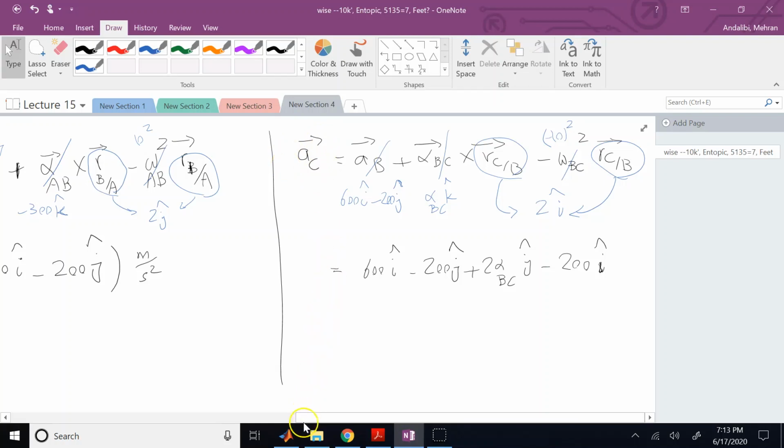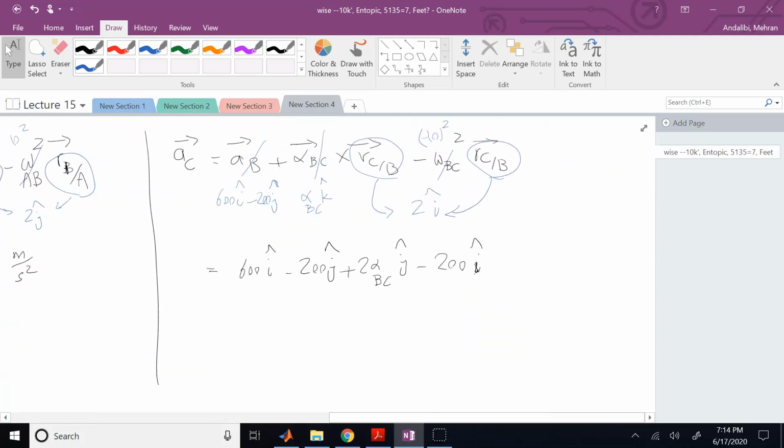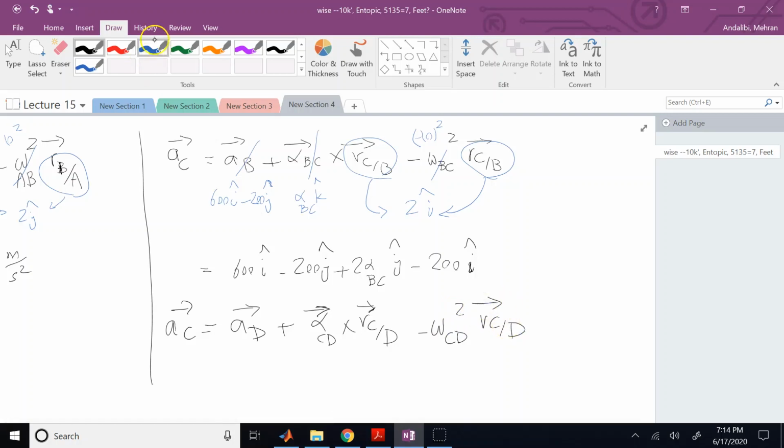So what do you know about A of C itself? Really nothing, because you don't know its magnitude. Its direction you can find, kind of, it's a combination of tangential and normal. I encourage you to say A of C, I could find both using member BC, and now I can also find it using member CD. So I say A of C is A of D plus alpha CD cross R of C with respect to D minus magnitude omega CD squared R of C with respect to D, and note that A of D is 0.